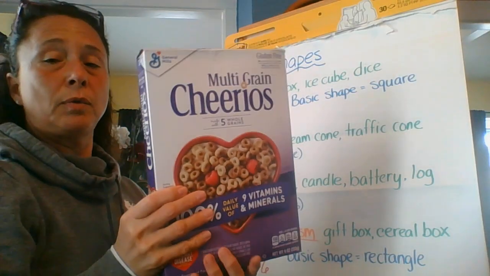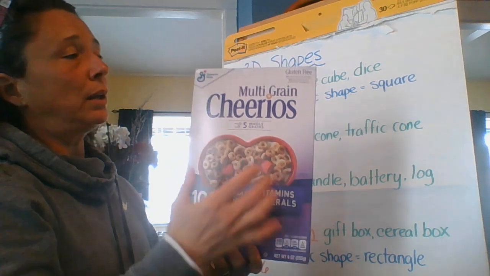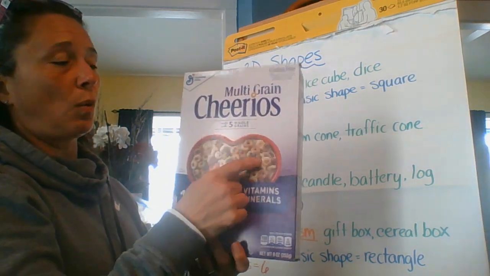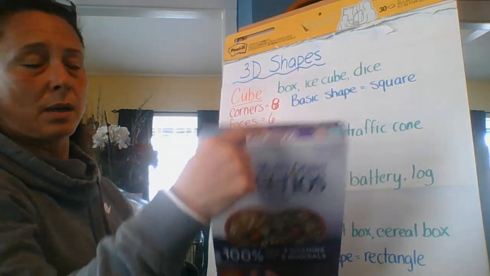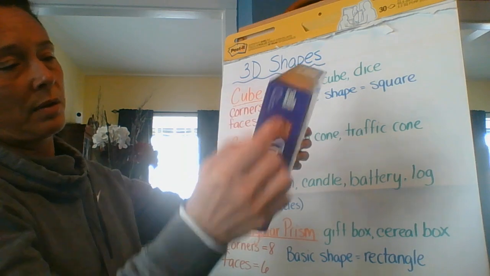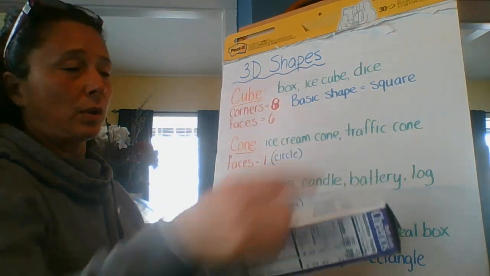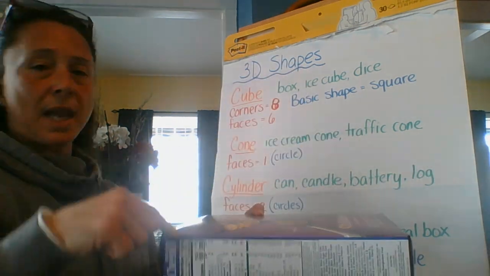All right, a cereal box. Now this rectangular prism is going vertical, right? Same thing though. Count the rectangles for the number of faces. 1, 2, 3, 4, 5, 6. Count the corners. 1, 2, 3, 4, 5, 6, 7, 8.